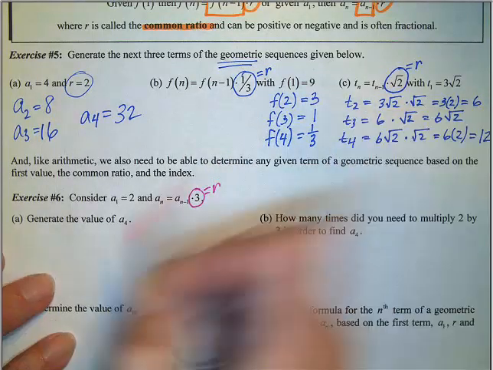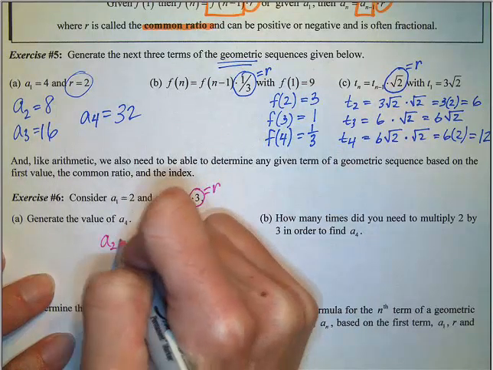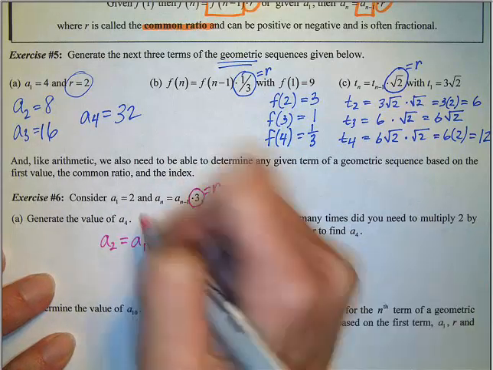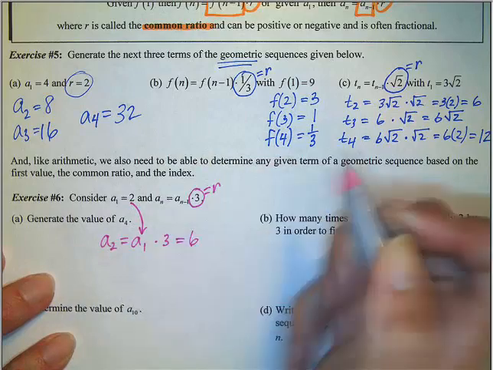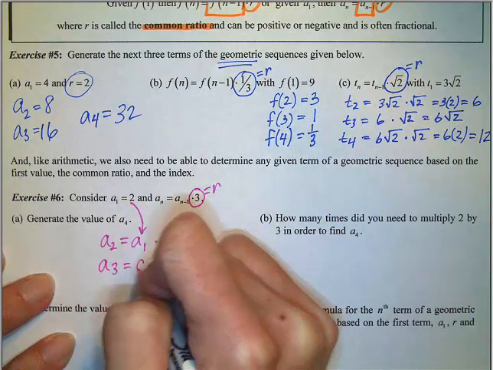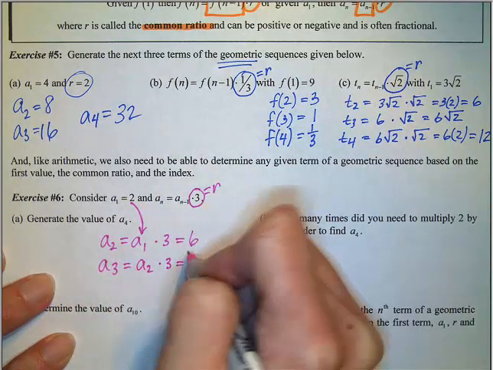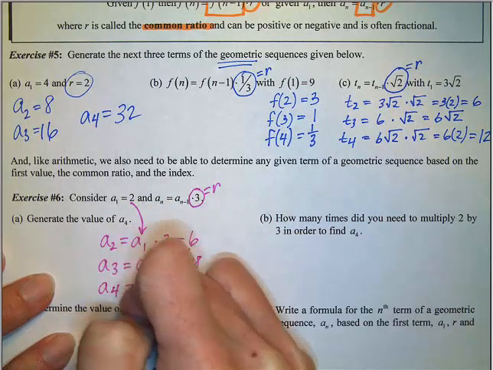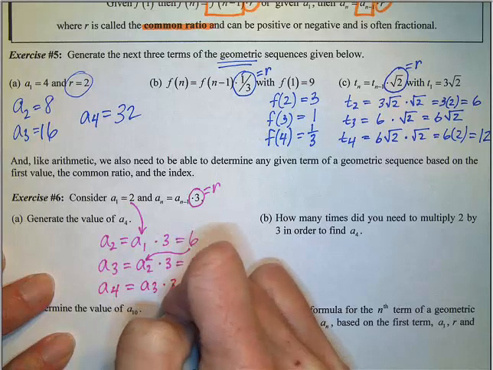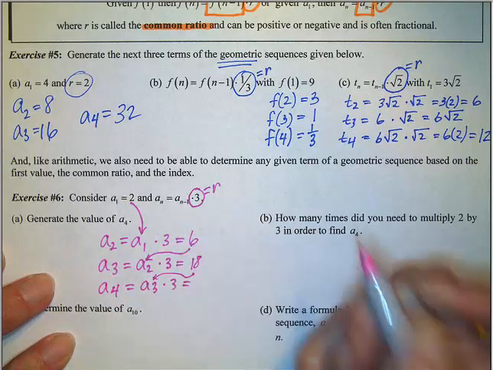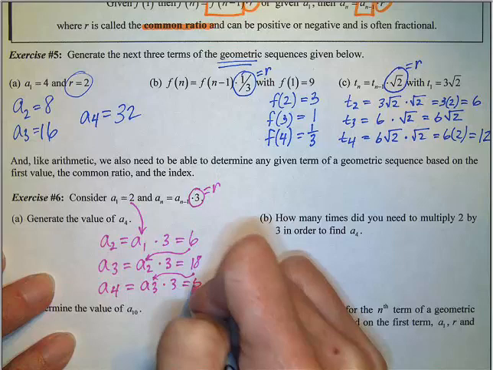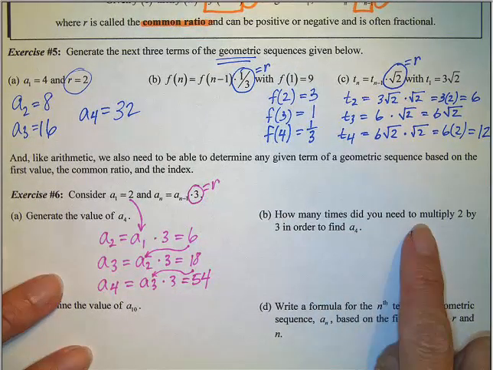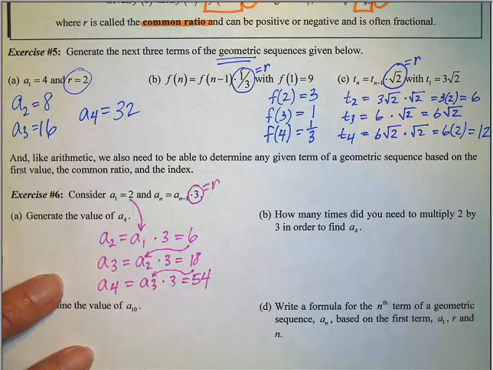So what's the fourth term? Well, the second term is the first term times 3. So the first term is 2. 2 times 3 is 6. A sub 3 is the second term times 3. Well, the second term is 6, so 18. And the fourth term is the third term times 3, which is 18 times 3, which is 54.